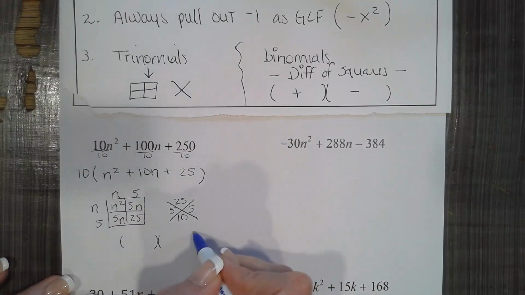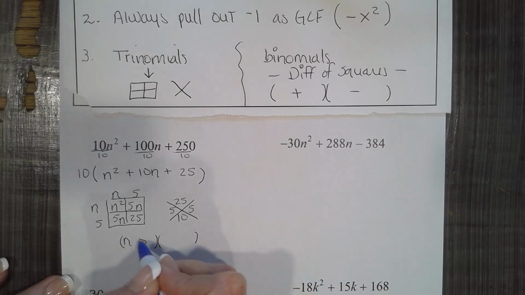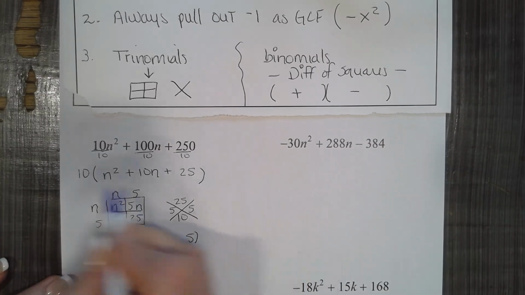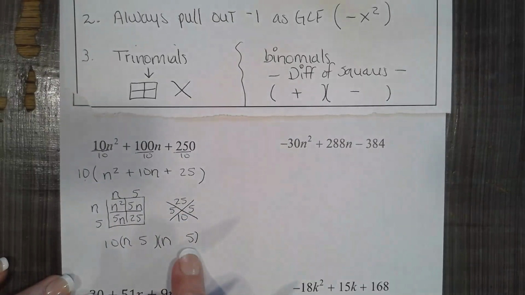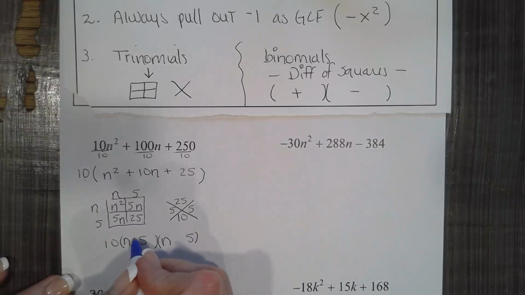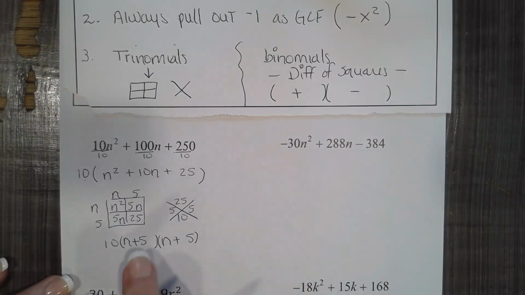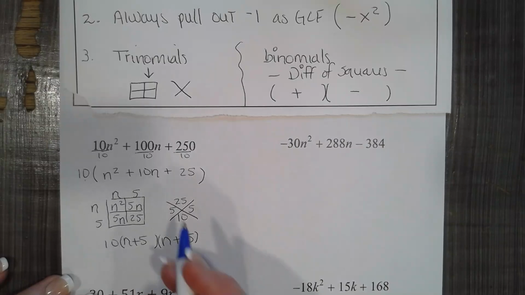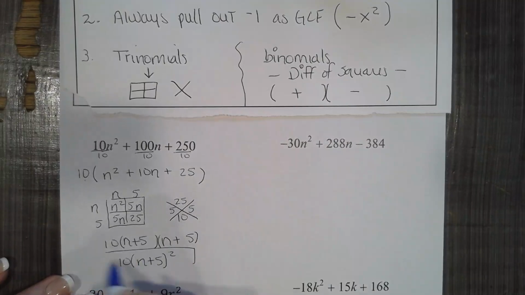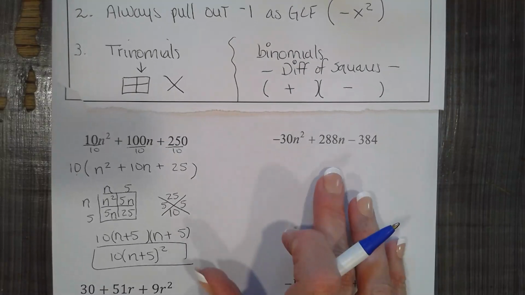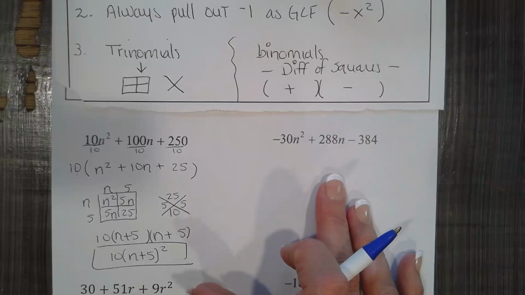So we're going to set up two parentheses. We've got an n and a 5 and an n and a 5. Don't forget, anything that came out as a greatest common factor is part of your answer. And I look here and both of my signs are positive. And just keep in mind, if you have the same factors, they can be written in a condensed form like this.